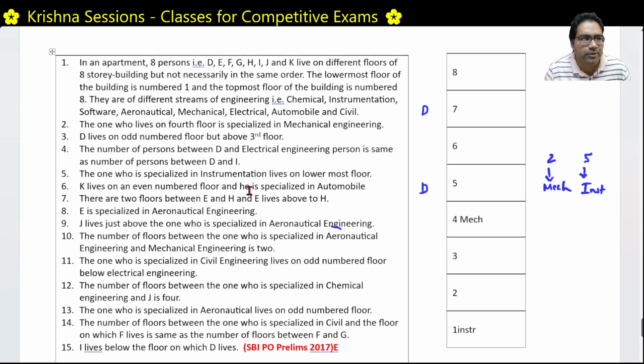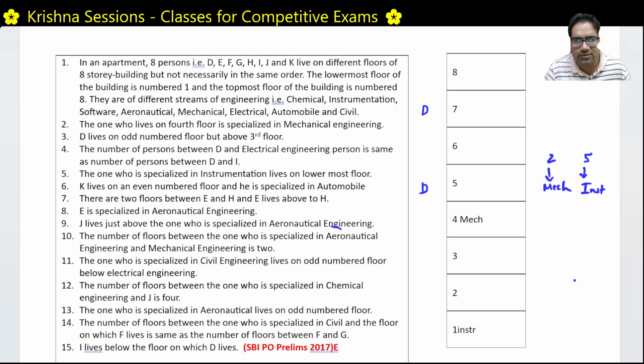K lives on an even numbered floor and is specialized in automobile. K is on an even number. What does that mean? K can be 2, 6, 8, and is specialized in automobile. We don't know. There are two floors between E and H, and E lives above H. E is specialized in aeronautical engineering, and J lives above the one who is specialized in aeronautical.